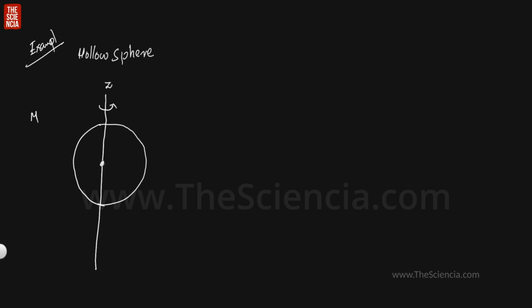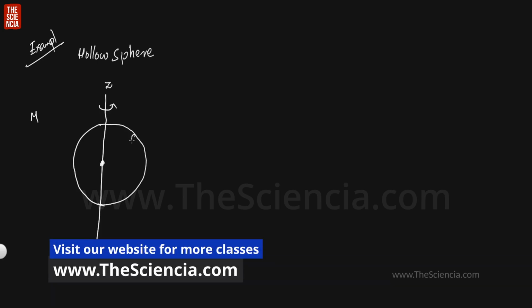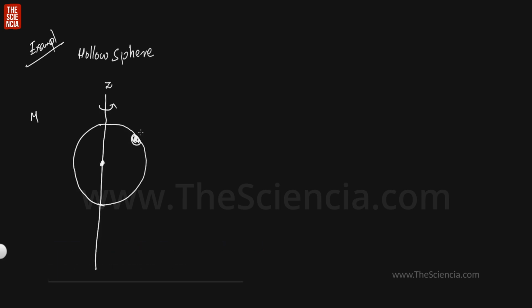This is the center point of the hollow sphere and let this be a mass element, that is dm, and this is an area element dA, and this is the radius R, and this is the angle theta, and this is the perpendicular distance r perpendicular, that is equal to R sin theta. And you know, for a hollow sphere, sigma is equal to mass by 4 pi R square.